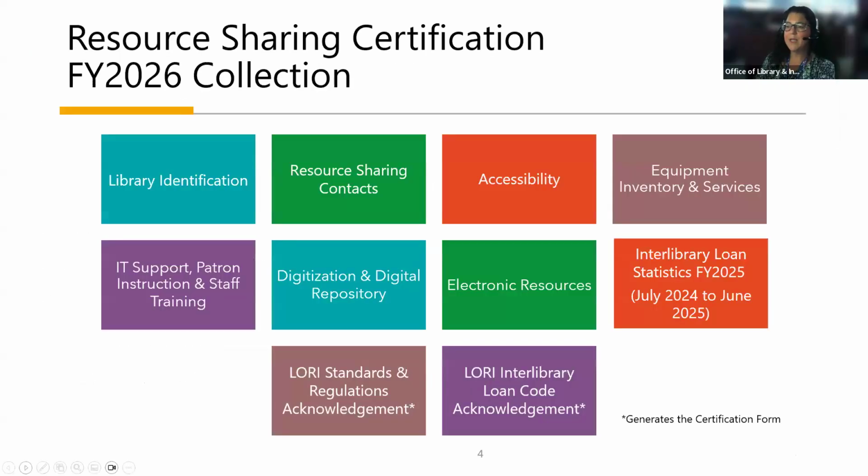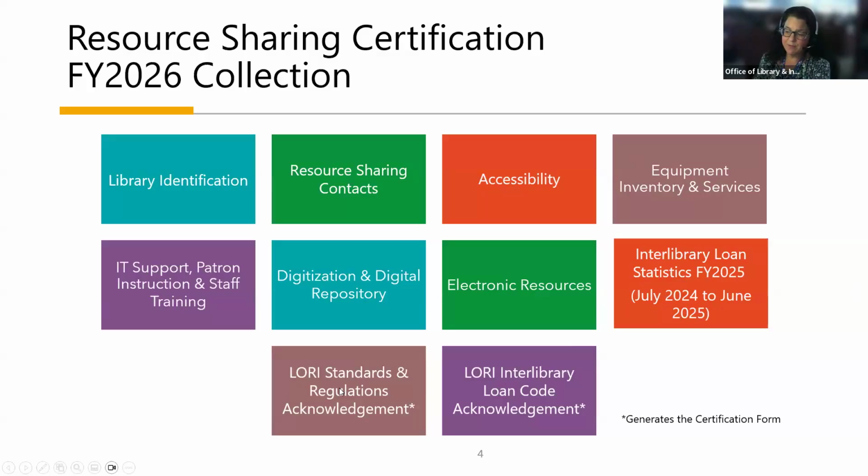All righty. Again, a quick overview of the sections. They're pretty much the same in the beginning: the library identification, your resource sharing contacts, the accessibility questions, again, also the equipment inventory and services, the IT support, patron instruction, and staff training. And then the section on your digitization and your digital repository, if you have one. What you spend on your electronic resources. Again, we got rid of all of those database questions, but we are still asking some questions about your electronic resources. And then your interlibrary loan statistics from last fiscal year.